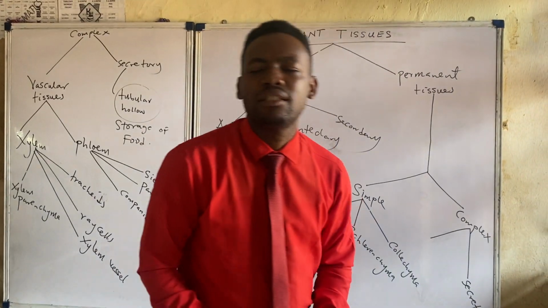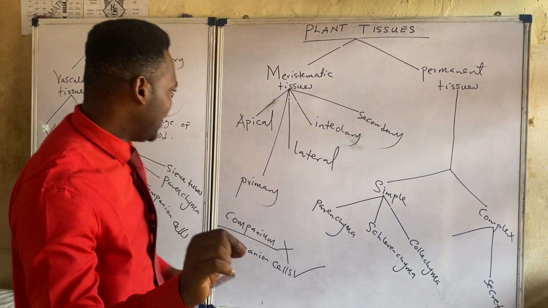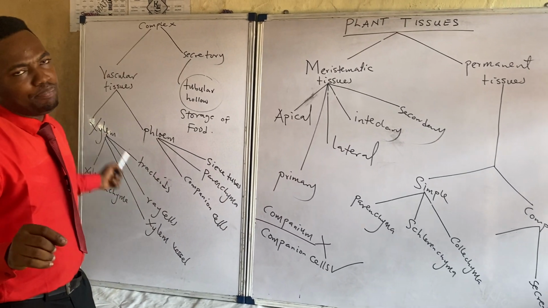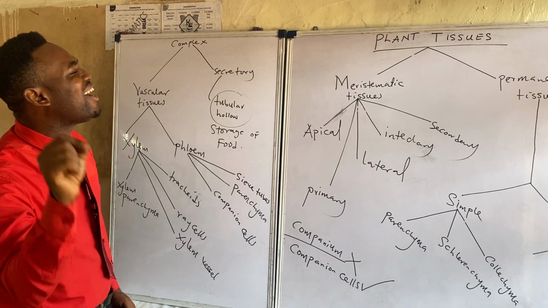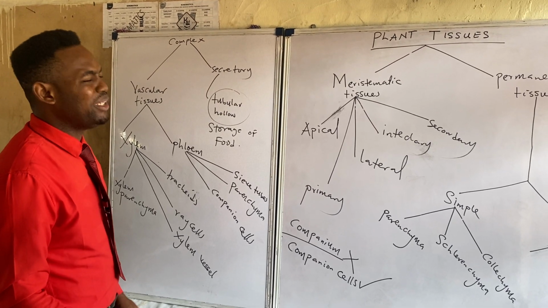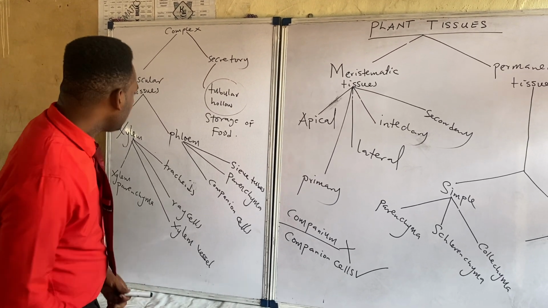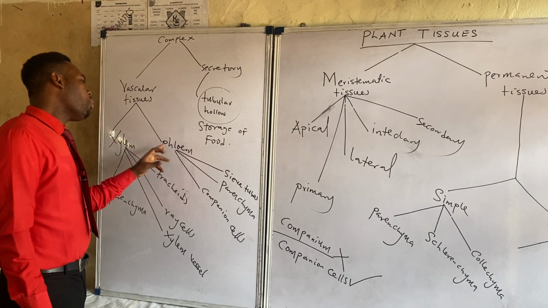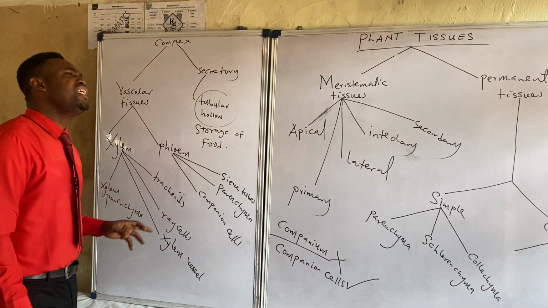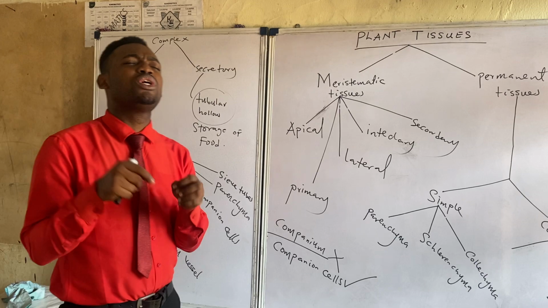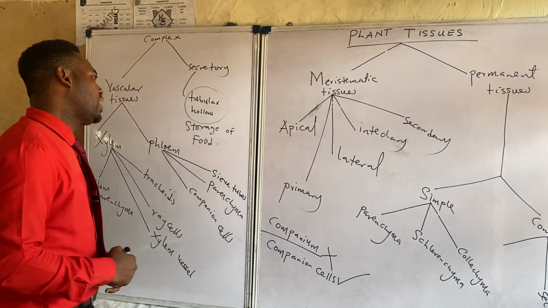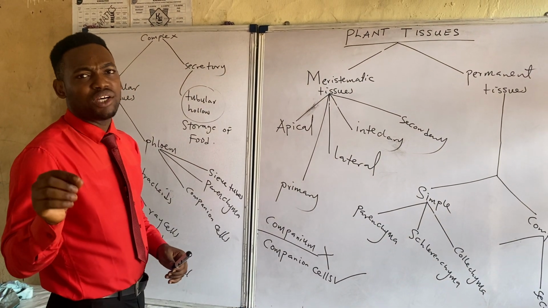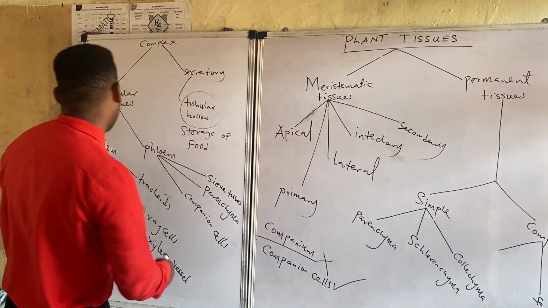Water and mineral salt. I repeat that. Function of the xylem, transportation of what now? Water and mineral salts or mineral nutrients. That is the function of the xylem. What about the function of the phloem? The phloem functions for translocation of manufactured food. That is the function of the phloem.